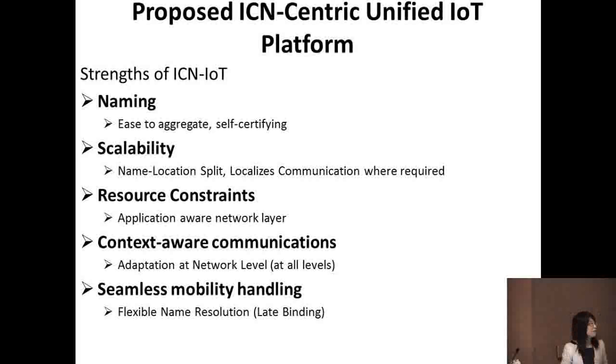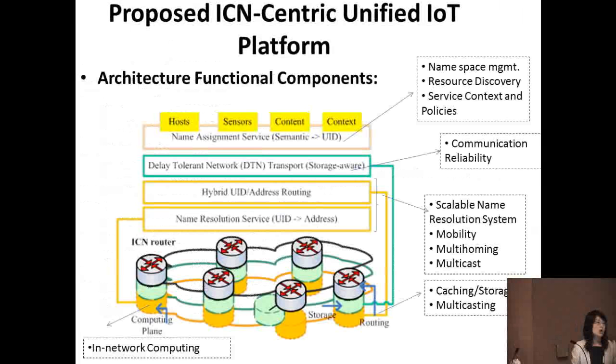Of course, I don't want to bore you with the benefits of ICN. We have had several IAB sessions on future internet, and everybody is already very familiar with that. So I'm going to jump directly to the architecture design of ICN and IoT. If you look at the stack, it starts with GNRS, which is a name resolution service. On top of that, you have routing.